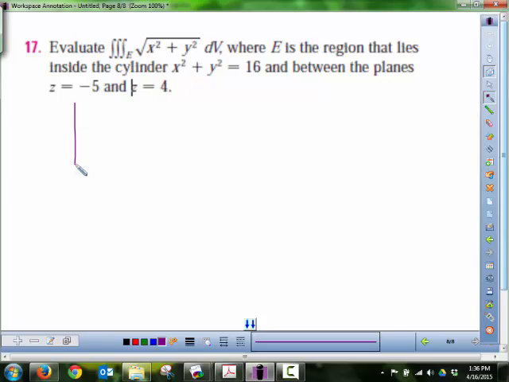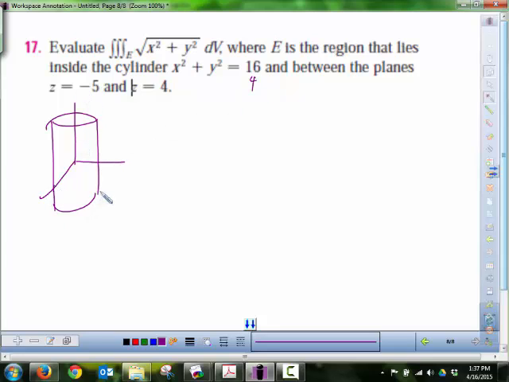So you have a cylinder, x squared plus y squared is equal to 16. So this is a cylinder with radius 4. And then z is equal to -5 would be your bottom limit, and z is equal to 4 will be your top limit. So because the solid itself is a cylinder, you should expect to have constant limits in your cylindrical coordinate setup. And that's exactly what we have.